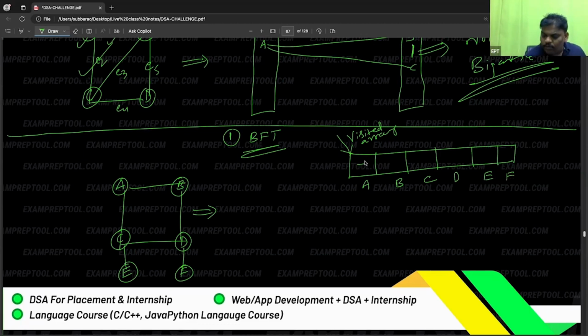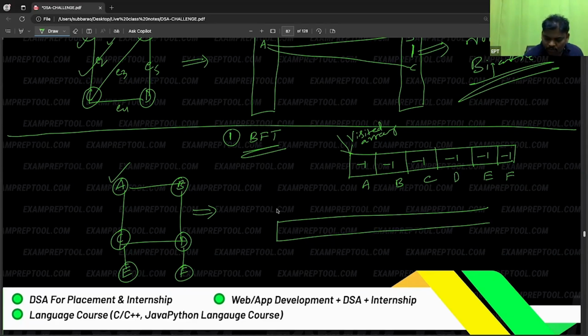Widgeted of every person is initially -1. That is the first step. Understand? Okay. So now start with A. According to the BFT algorithm, if you start with any vertex, keep that person inside the queue. BFT uses the queue data structure. So I kept A inside the queue.